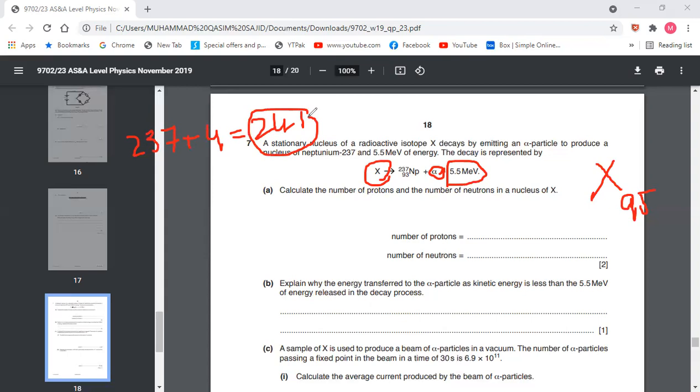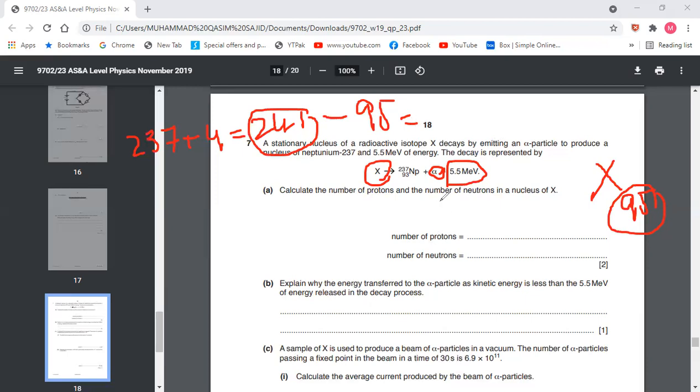Yes, sir. So 241, 95. 241 is the total, and we have to subtract. For the neutron number, we have to subtract our atomic number, that is 95, from the mass number. So what is the value? 241 minus 95. Just a second. So 95 कैसे आया?